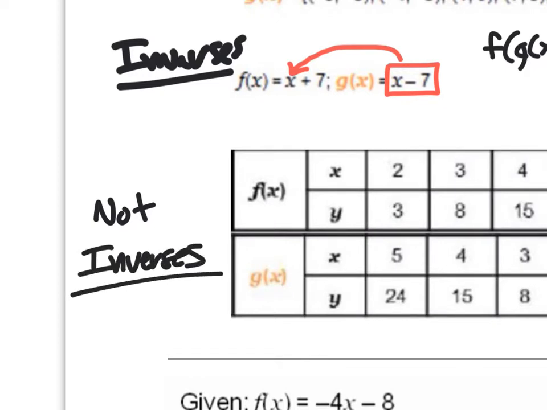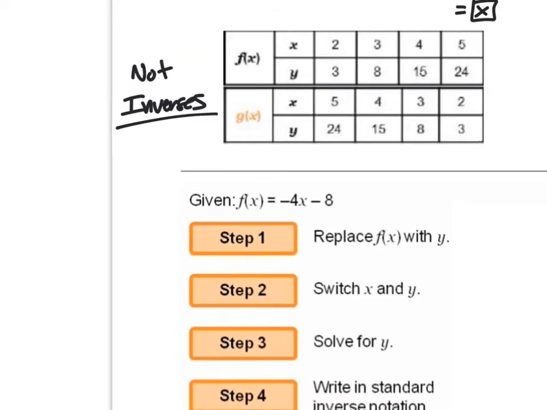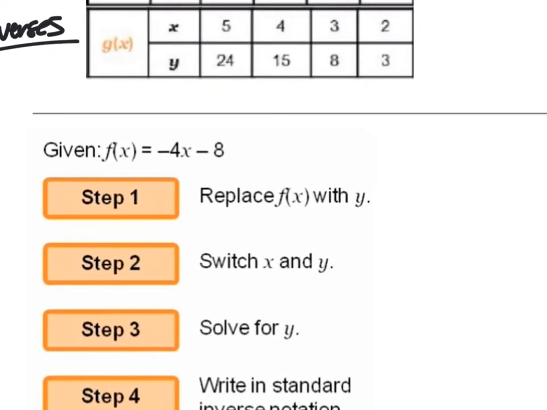The next thing I want to do is show you the steps on calculating inverses algebraically.